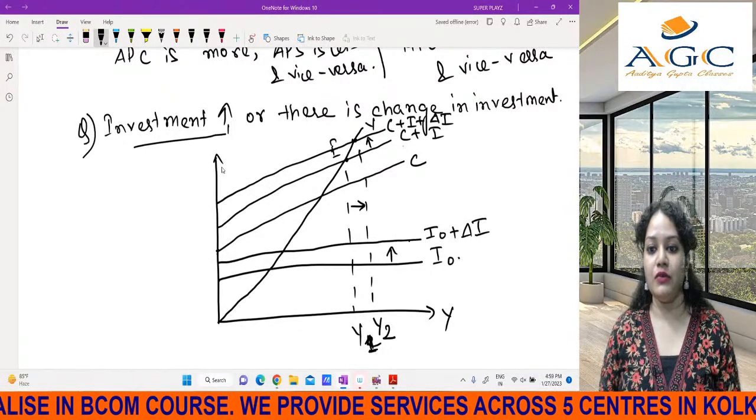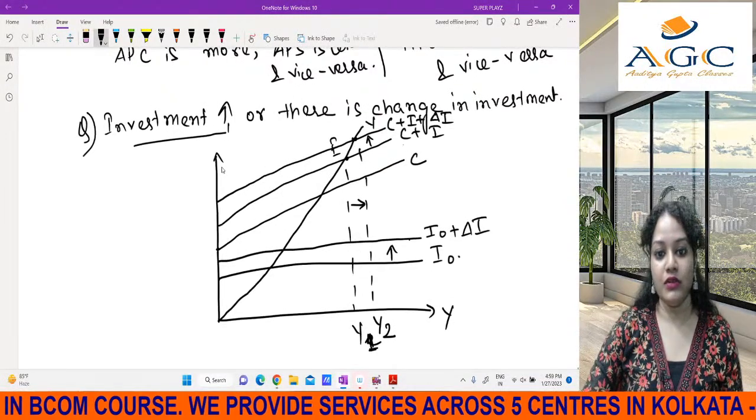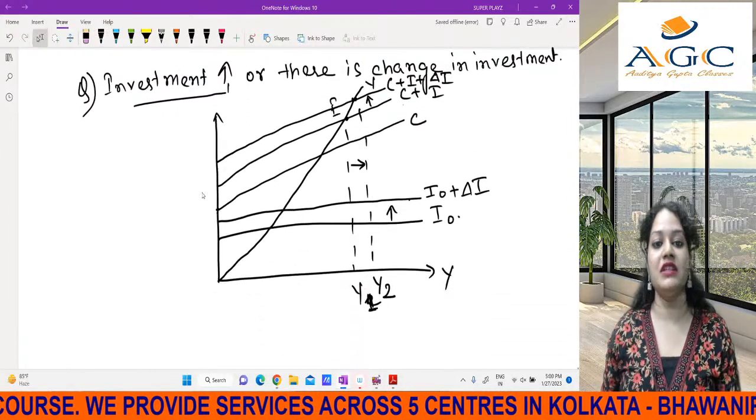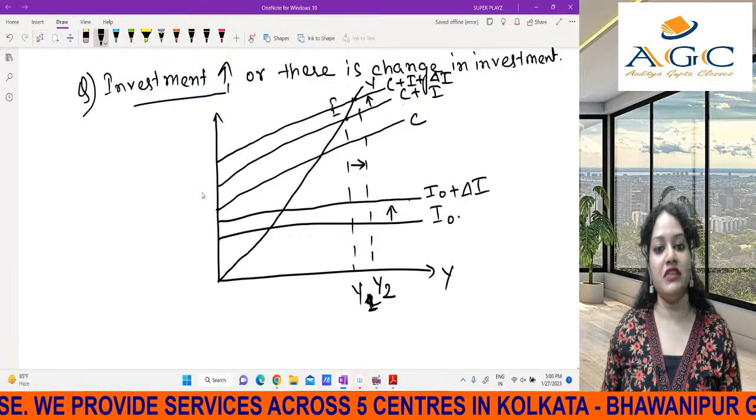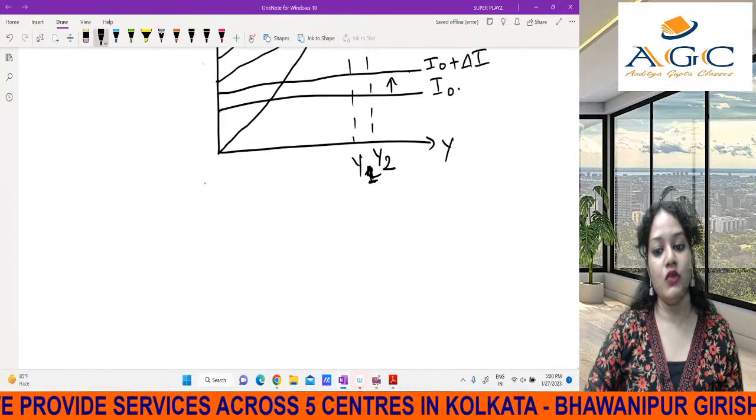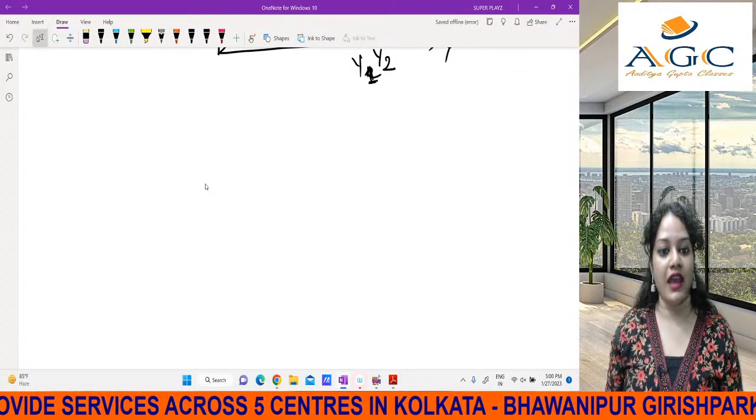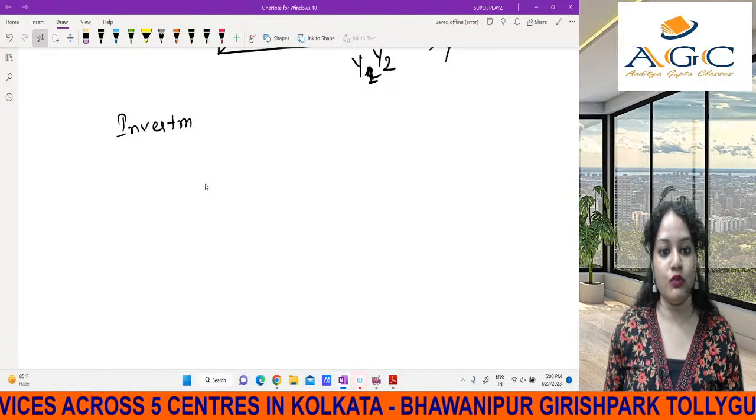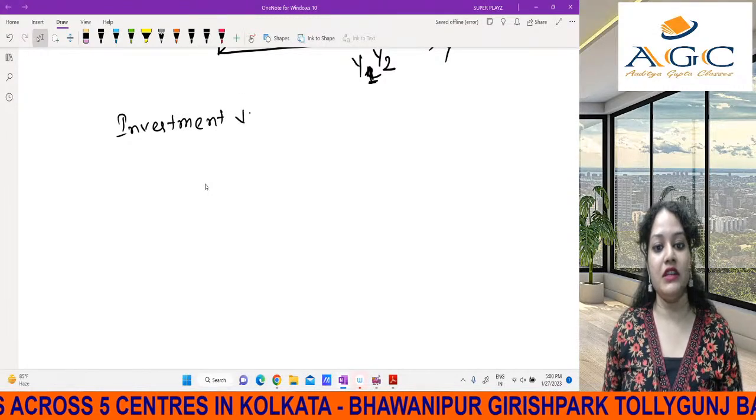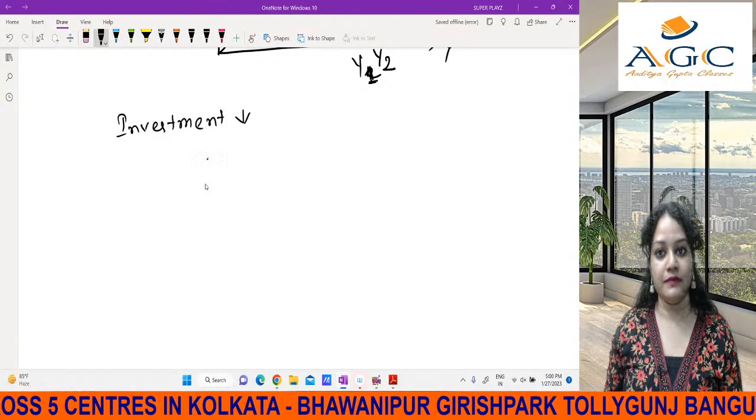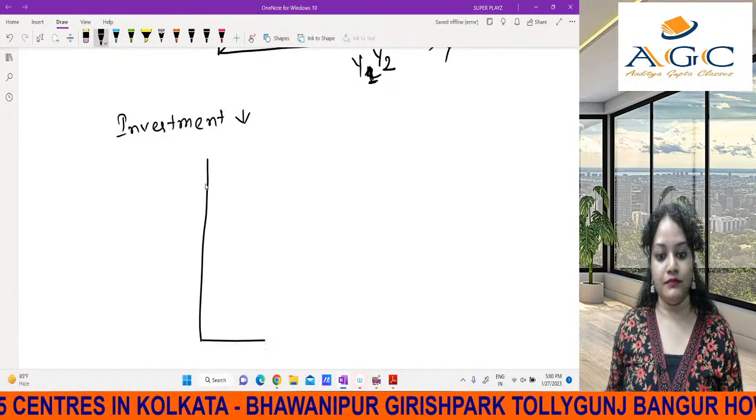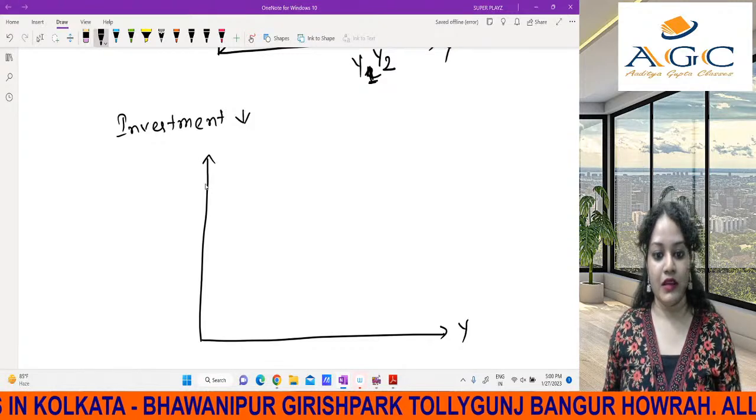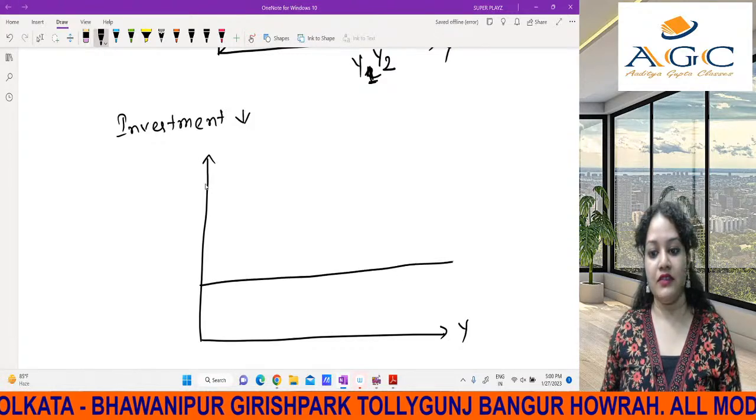Is this one clear to everyone? Now the second diagram. This one was an increase in investment. There might be a decrease in investment as well. If you have an idea of this diagram, you will be able to do that one as well, but still I'm showing you. If investment is decreasing, then what happens? This is your equilibrium level of income. This is your investment line.